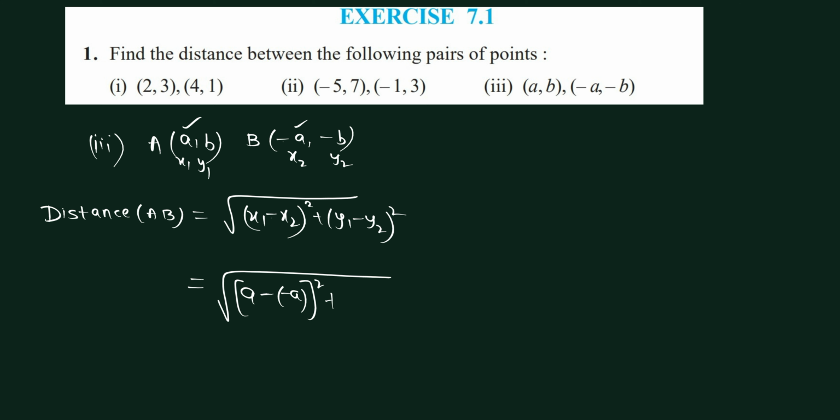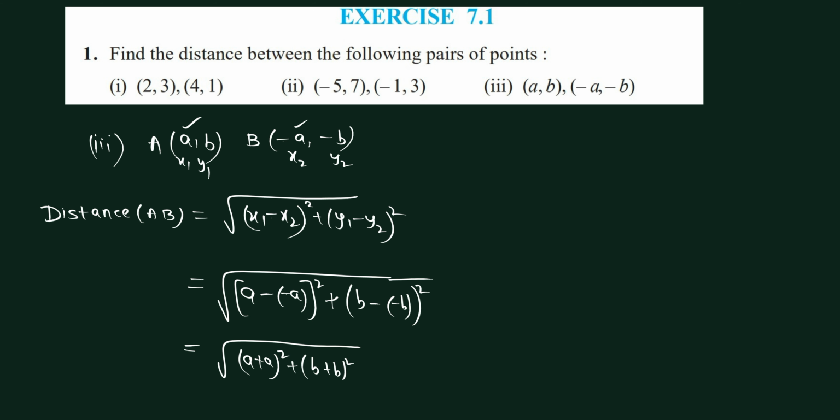Okay. Plus y1 minus y2. Here y1 is b, y2 is b. Okay. Now you see. Here minus into minus is plus. Minus into minus plus. A plus a whole square plus b plus b whole square. Up here clear everyone? Okay.